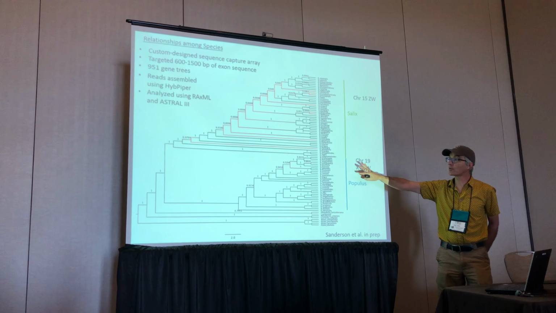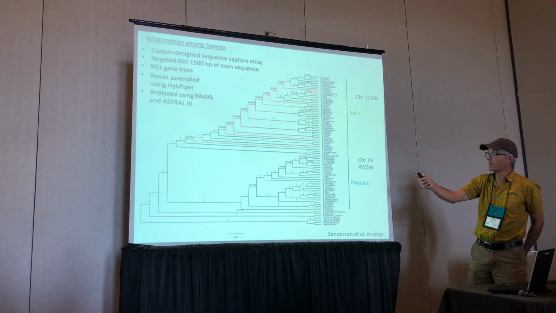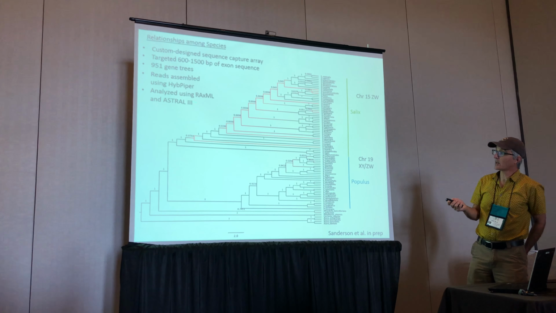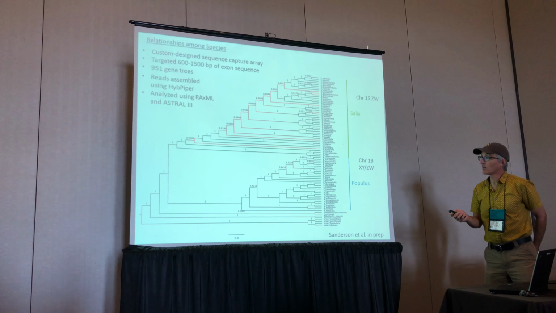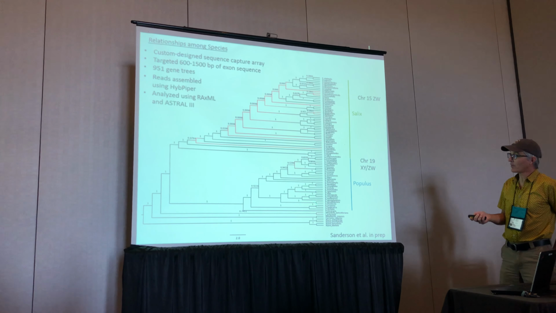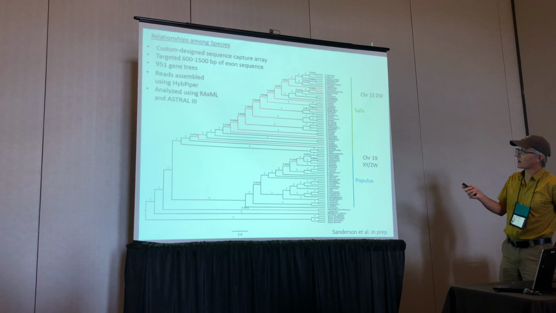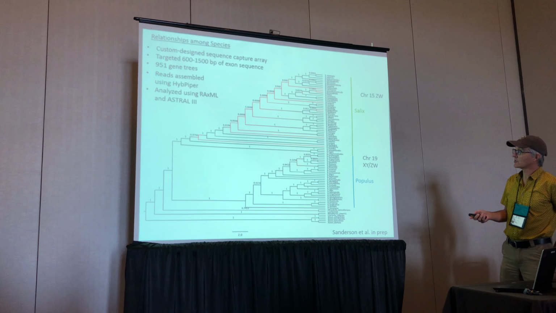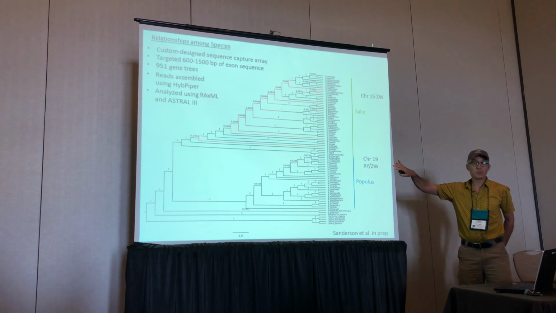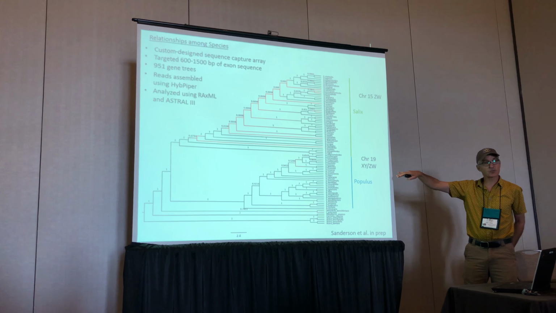This is a phylogeny that we've created for Salix and Populus. It's a species tree based on 951 gene trees, and it was analyzed using RAxML and ASTRAL 3. I can talk about this later if anyone's interested, but the main point I want to bring up here is that this group is Populus, this group is the willows, Salix, and these are sister genera. In Populus, the sex chromosomes are primarily on chromosome 19, and most of the systems are XY.